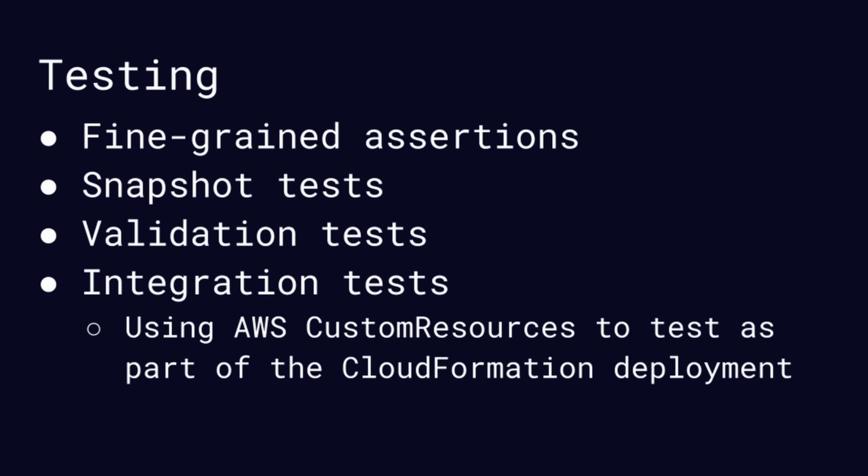In the workshop, we went over fine-grained assertions by checking for things like the number of tables created and ensuring encryption was turned on. We're checking to make sure the Lambda environment variables being passed in were the right ones. But you could also use snapshot testing to check the entire template if you wanted to, and use Jest's match snapshot functionality.